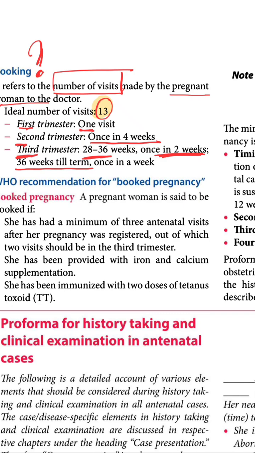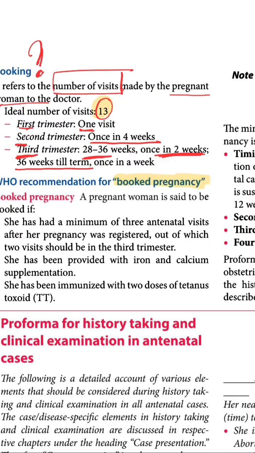Third trimester, if the woman is at 28 to 36 weeks, then during that duration, once in 2 weeks. And if the woman is from 36 weeks till term, then once in 1 week. Okay, once in a week the woman should visit. So ideally 13 visits. Now the WHO recommendation for booked pregnancy.